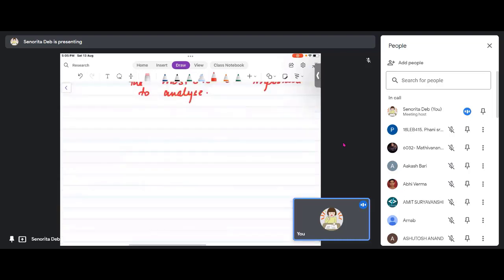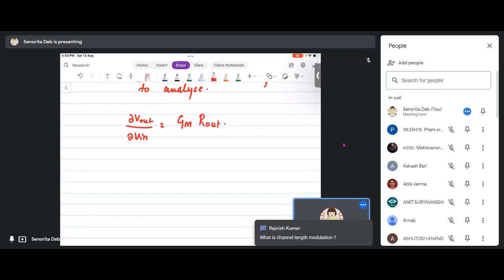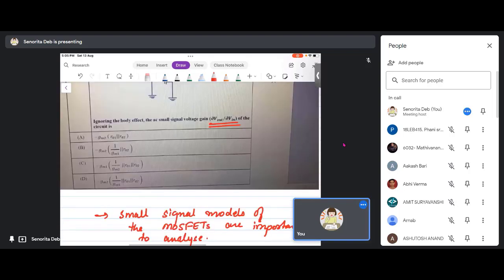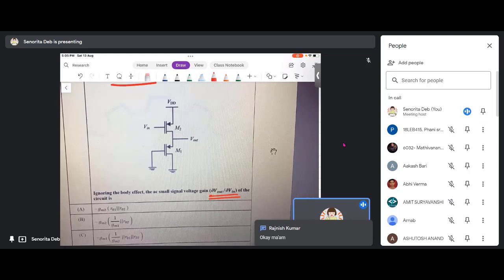So we know that delta V out by delta V in is the total transconductance of the circuit times the total output resistance. Rajneesh is asking what is channel length modulation. If you want me to go through the topics, I will do it in the next class, because right now I'm over time. They have asked to ignore the body effect, and they have asked for the AC small signal. I will tell you directly how to see it. In the next class I can take this question in detail.